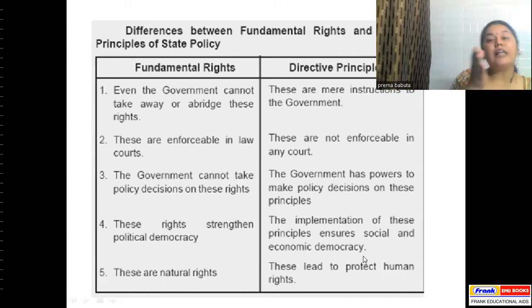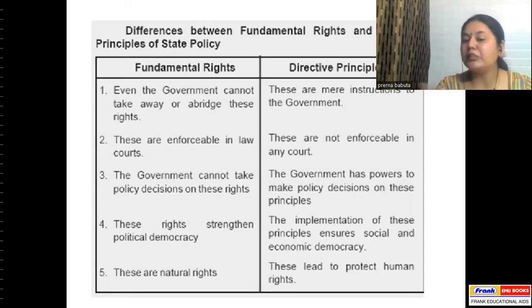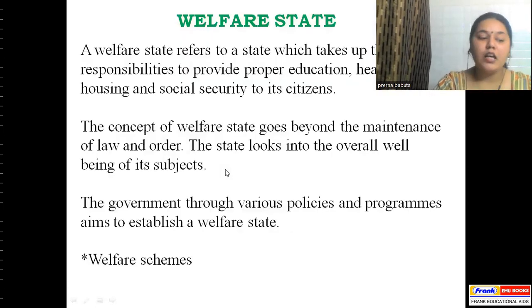So fundamental rights are for political democracy. Directive principles are for social and economic democracy. Fundamental rights are natural rights, and directive principles lead to protecting human rights. Now we talk about the welfare state. So what is a welfare state?